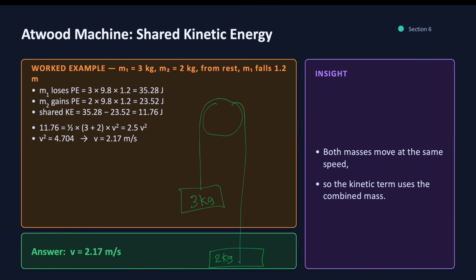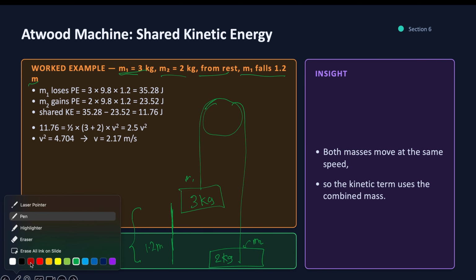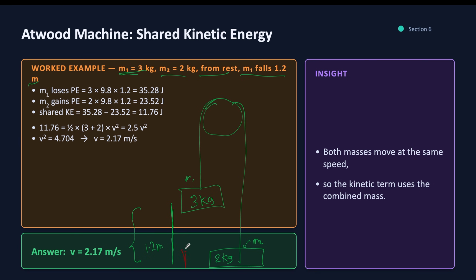Okay, so we have a 3 kg Atwood machine. M1 is 3 kg, the heavier mass. M2 is 2 kg, the lighter mass. From rest, M1 falls 1.2 meters. Okay? So, if M1 falls 1.2 meters, which is this distance, then what's going to happen to M2? It's going to translate upward 1.2 meters, right? Because they're both connected by the same rope. If this rope goes all the way down, that means it moves 1.2 meters, so this rope has to take it upwards 1.2 meters as well.